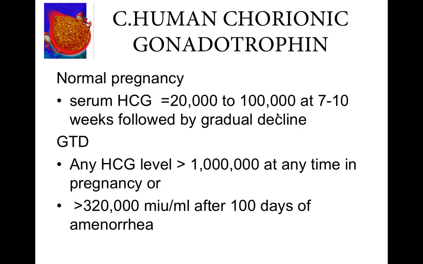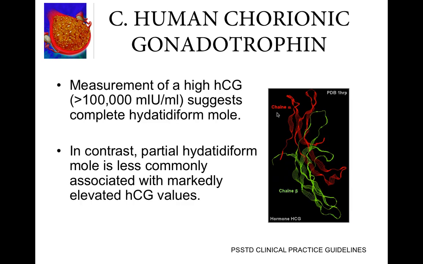Serum HCG reaches maximum concentrations of 20,000 to 100,000 at 7 to 10 weeks, followed by a gradual decline till term. Any HCG level more than 1 million at any time in pregnancy, or more than 320,000 mIU per ml after 100 days of amenorrhea, may be indicative of hydatidiform mole. So a high HCG level, more than 100,000, usually suggests complete hydatidiform mole. In contrast, partial hydatidiform mole is less commonly associated with markedly elevated HCG values.